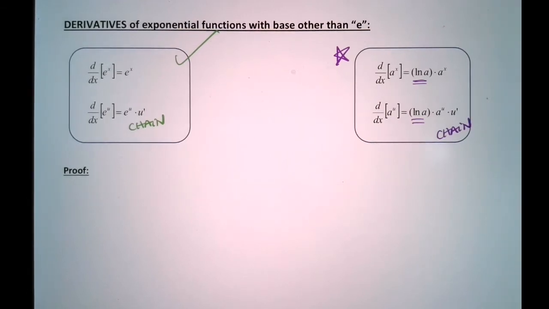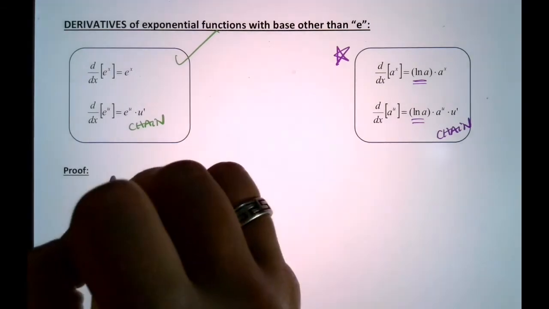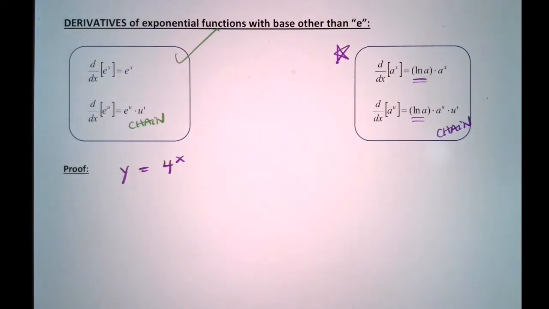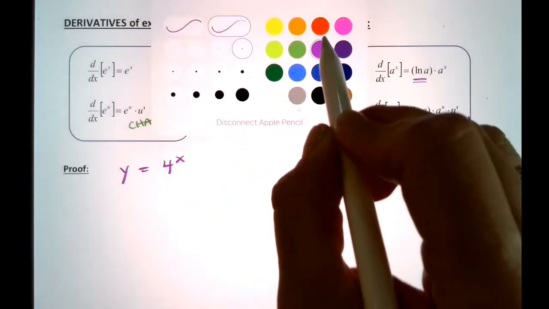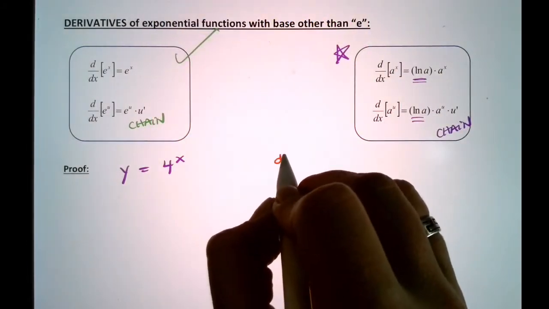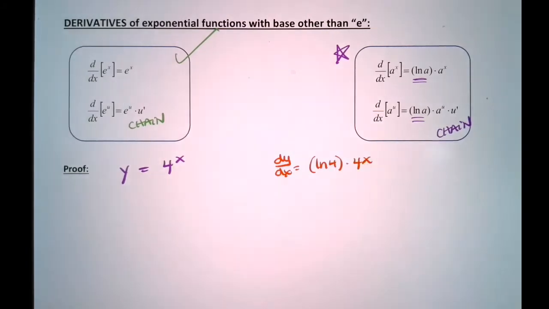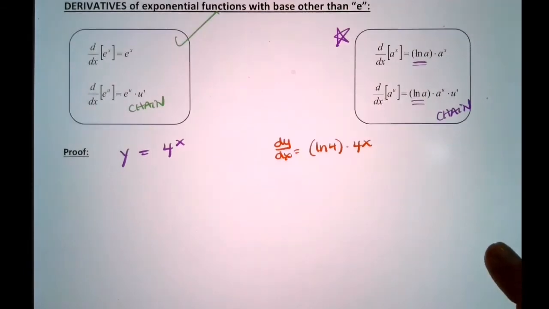So I know we already proved e to the x. Let's go ahead and prove something without a base e. Just for the sake of argument, let's prove the derivative of 4 to the x. Using this rule, I'll say dy/dx is natural log of 4 times 4 to the x. That's what this derivative rule is trying to tell me. But let's actually work with this and guarantee that is what's happening.